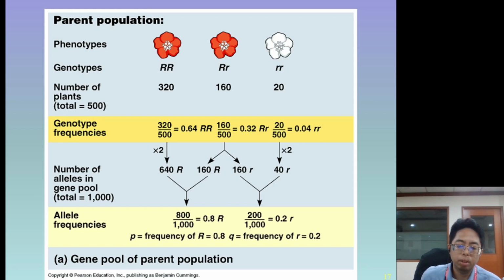So there are 40. If you combine them together, you get 800, which is the allele for red, and 200 is the allele for white. So when you combine them together, they actually total to 1. So 800 over 1000 is 0.8, 200 over 1000 is 0.2. So when they are added together, they are 1.0.